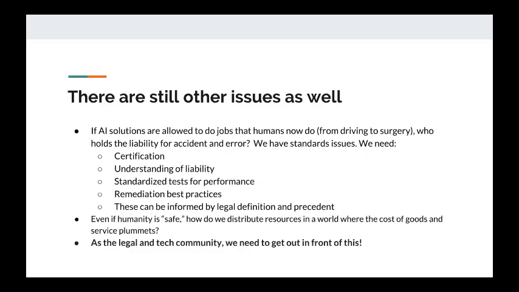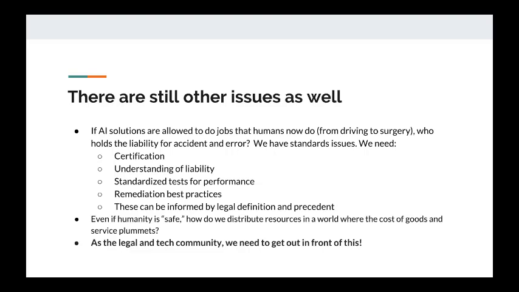And even if humanity is safe, how do we distribute resources in a world where the cost of goods and services plummets? That's maybe slightly outside this talk, but it's something that's on my mind. So keep that in the back of yours as well. There's the possibility that by doing these, we end up driving human productivity up, which sounds like a good thing. But there's also the possibility of reducing the necessity of people in industry, and perhaps we can collectively create some kind of world where we don't need to work as much as we do now.